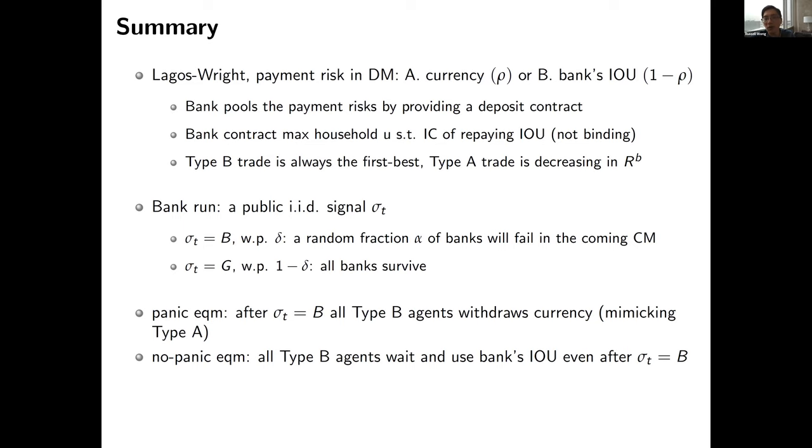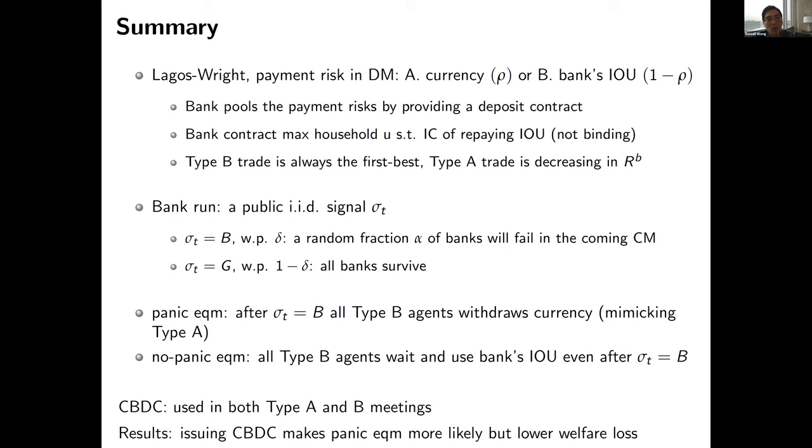So, what is CBDC in this model? CBDC will be a very powerful medium of exchange which you can always use for both type A and type B. The result in this paper is that issuing CBDC will make the panic equilibrium more likely, but there will be a lower welfare loss when the run happens. So then you can see a trade-off.